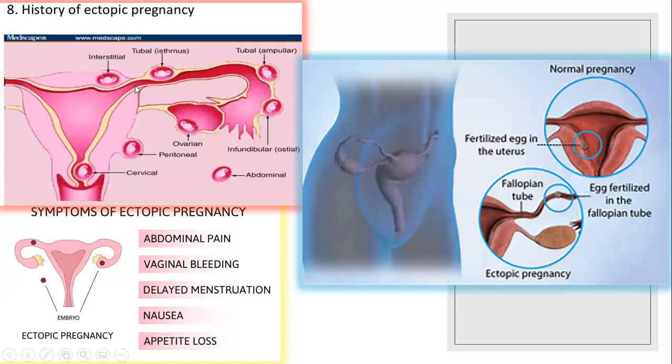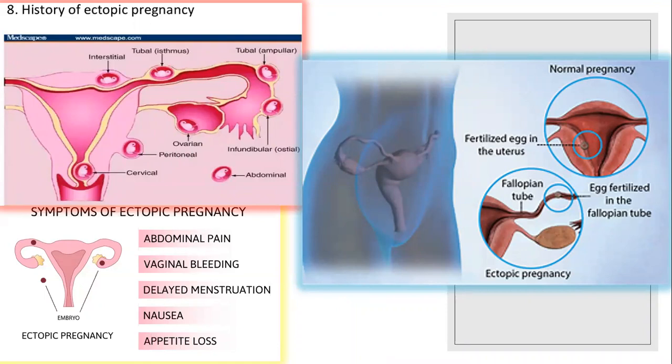Then they come inside the uterus. If the zygote is implanted in any part like the body or fundus, we call it interstitial. If inside the tube, we call it tubal, right? And it is inside the ampulla, tubal; inside the ovary, ovarian; even peritoneal, even abdominal, cervical. So these are the different sites of ectopic pregnancy.